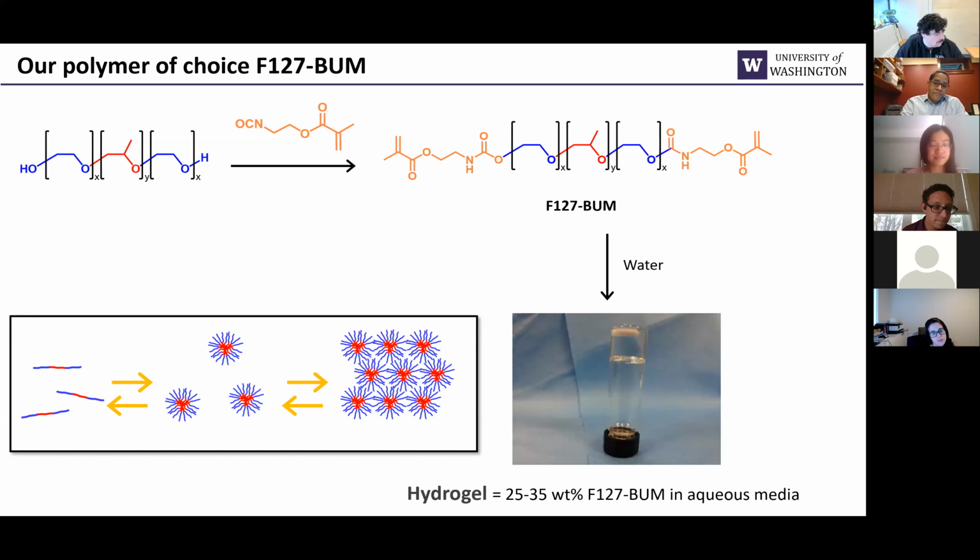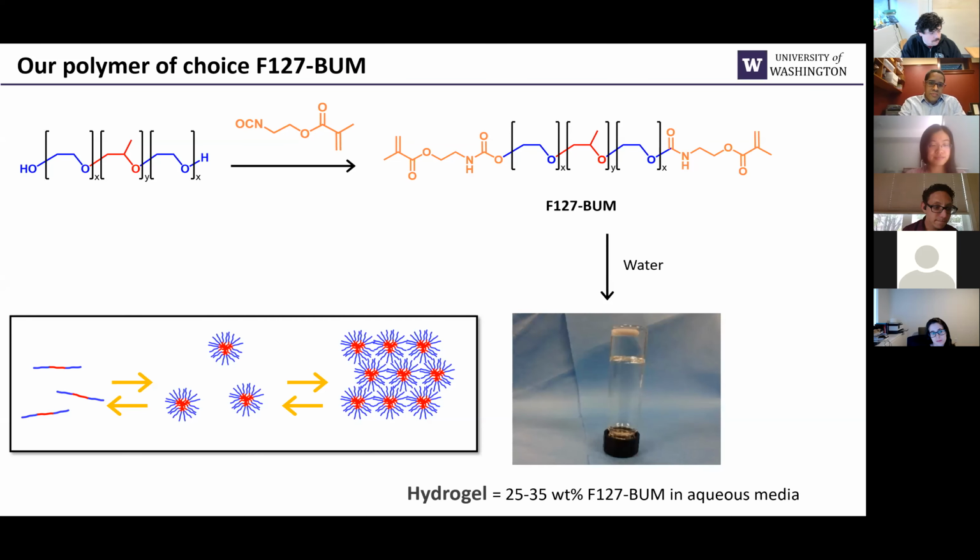Right? And so this vial here shows one of our hydrogels. This is an inverted vial, with the hydrogel suspended at the top. There's a magnet that's supported in that hydrogel that you can see as well. And the reason why this happens is because of what's shown in this cartoon.